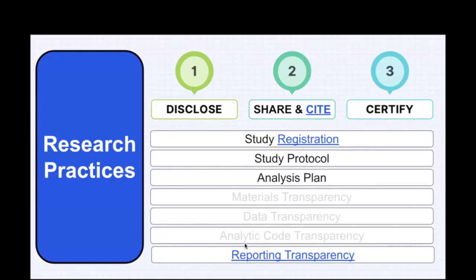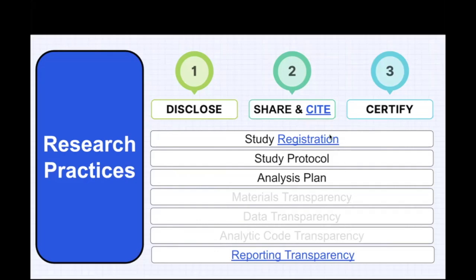Another change that happened is that the label for the design and analysis reporting transparency standard was simplified to just reporting transparency. And hopefully this makes it a little bit more clear that the focus of this standard is on adherence to reporting guidelines and complete reporting in studies.